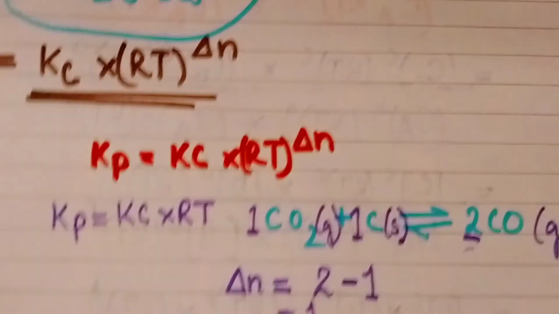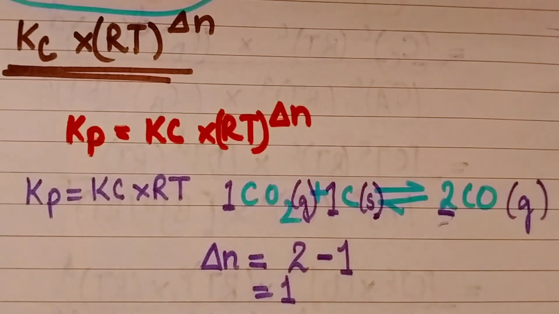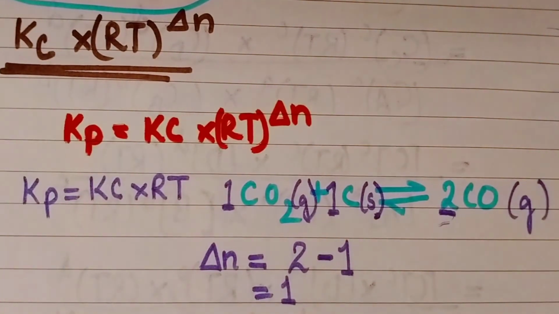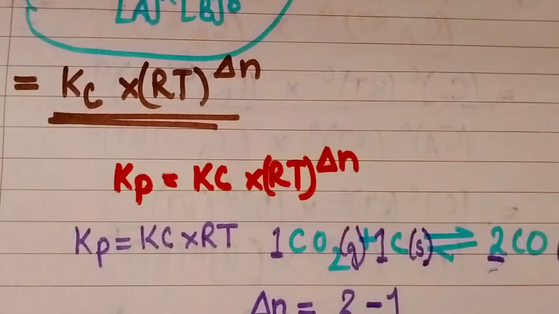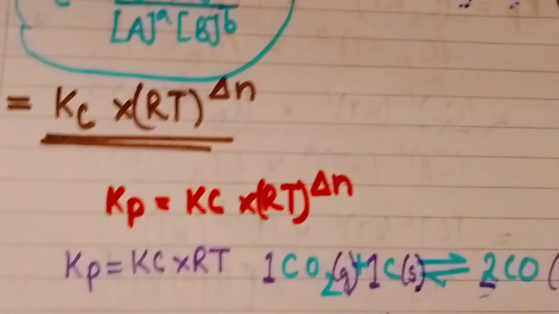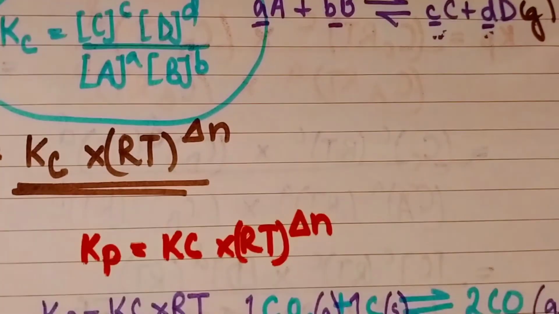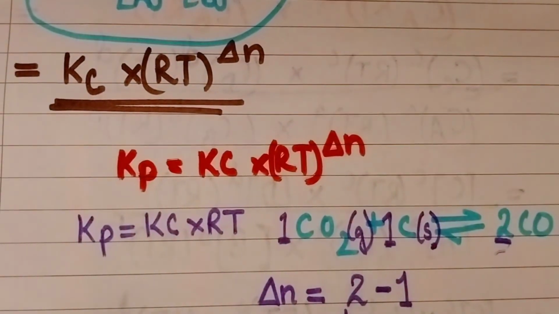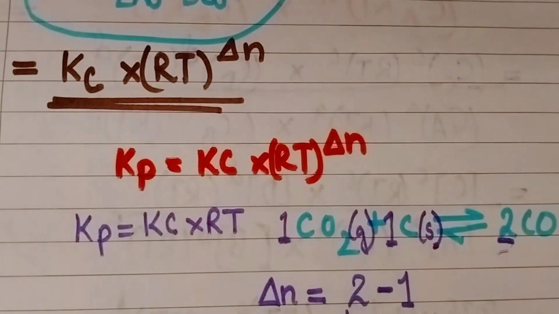Okay, so I hope that you all got my example and understood the concept of the relationship between Kp and Kc. So we derived the relationship. The relationship was found to be Kp is equal to Kc into RT raised to delta N.